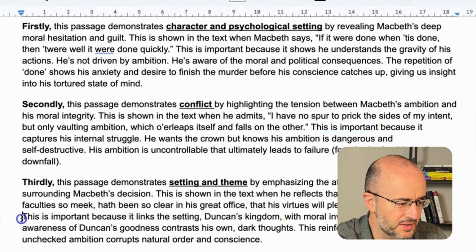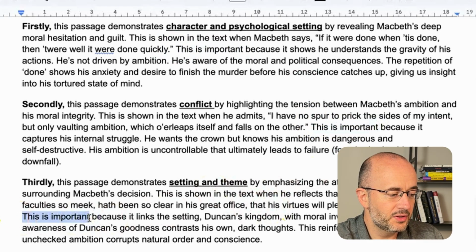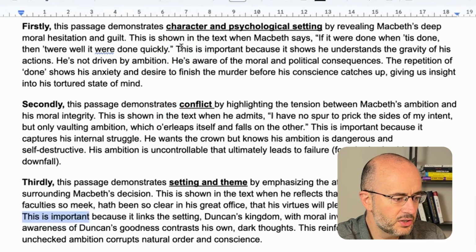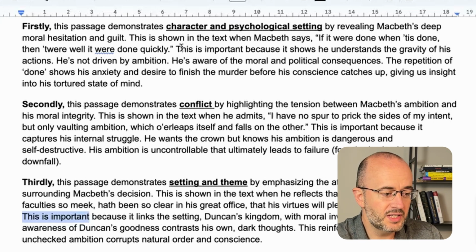And even down here, this is important. This lets the teacher know you're going into the analysis. This is important because it shows he understands the gravity of his actions. He's not driven by ambition. He's aware of the moral and political consequences. The repetition of "done" shows his anxiety and desire to finish the murder before his conscience catches up, giving us insight into his tortured state of mind. So again, in the first annotation, I mentioned that he wanted the murder to be done quickly. So here I just expanded on those ideas.